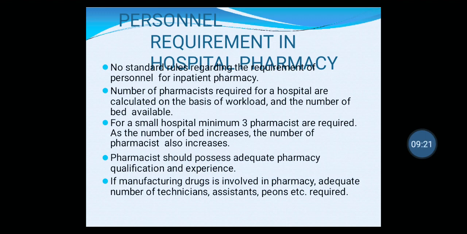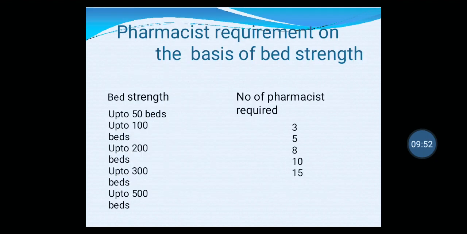Then pharmacists should possess adequate pharmacy qualification and experience. Pharmacist D-Pharm, B-Pharm, M-Pharm qualification should be required. If manufacturing of the drug is involved in the pharmacy, an adequate number of technical assistants and peons should be required. Different persons should be required for the hospital pharmacy for the manufacturing, dispensing medications, and the treatment, such as the physician, nurses, and pharmacists.